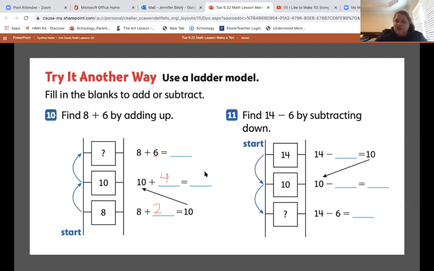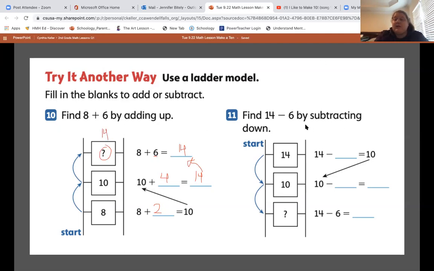And 10 plus 4 is 14. So then I have my 2 and my 4, which makes my 6. So 8 plus 6 then must equal 14. Look at that. So this number here should be 14. And we use the ladder model to do that.